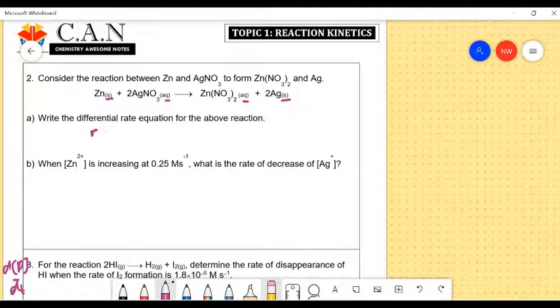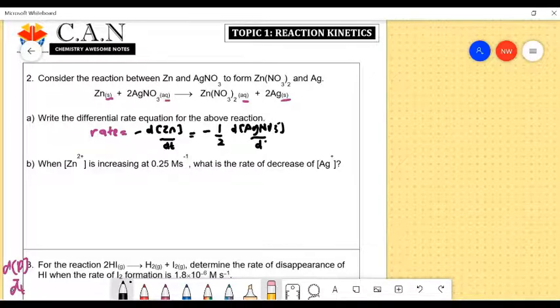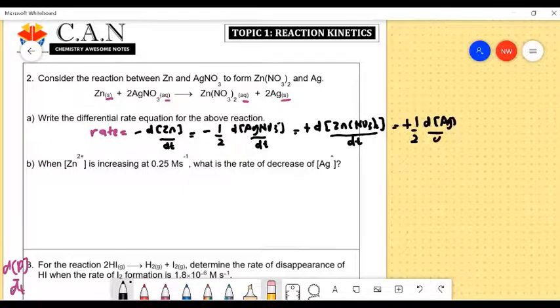Okay. So, therefore, rate equal to negative d zinc over dt equal to negative 1 over 2 dAgNO3 over dt equal to positive dZn(NO3)2 over dt equal to positive 1 over 2 dAg over dt. So, kita dapatlah satu markah dekat situ.